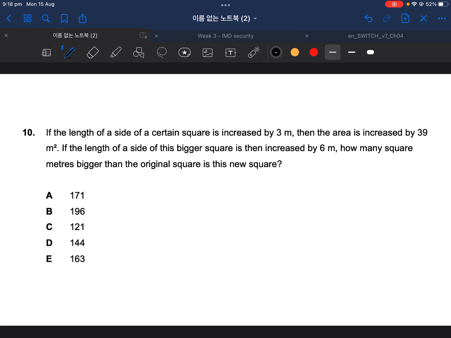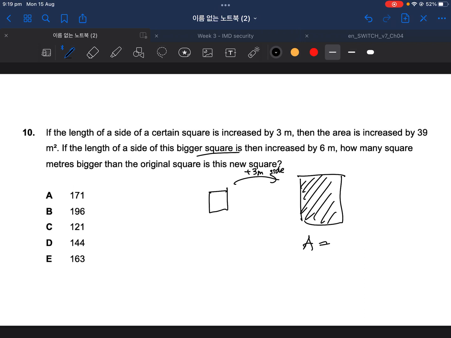Well, if we know that some sort of side is increased by 3, then the area is increased by 39, okay? But then this is now still a square. What does that mean? If some small square becomes a bigger square by adding 3 meters to the side, then it must mean that whatever this area is, this area must be a square number. Still a square number.